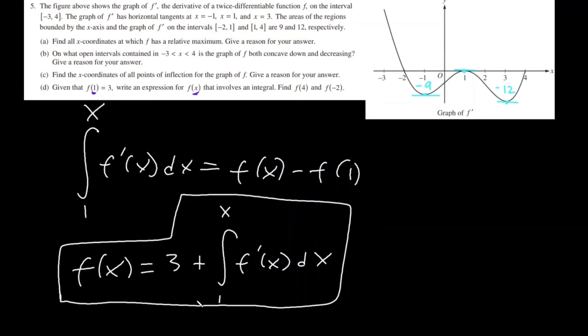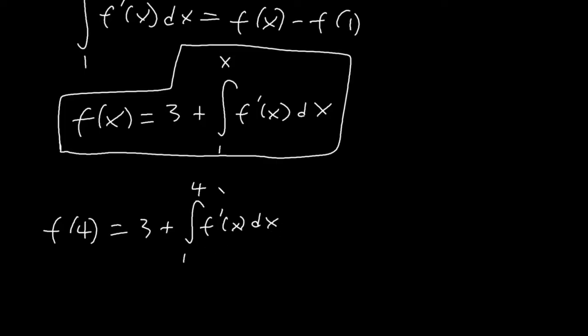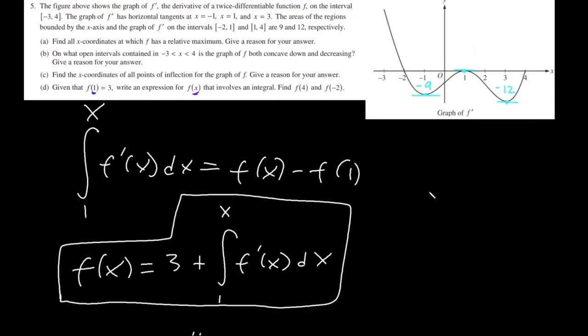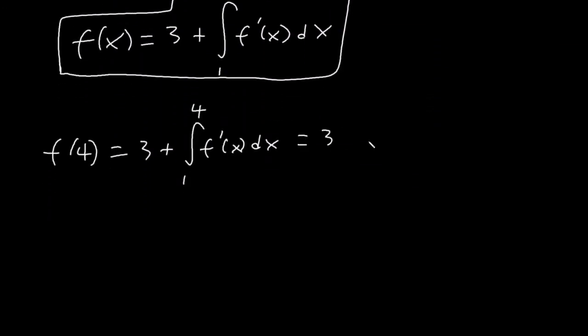Now, we want to use this to find f of 4 and f of -2. So for f of 4, we'll plug in 4 for x, and we'll get 3 plus the integral from 1 to 4 of f prime of x dx. What is this integral? Well, remember, the integral is the area under a curve. So the area under the curve from 1 to 4, we said that's -12. So f of 4 is 3 plus -12, which is 3 minus 12, which is -9. Okay, and that's the value of f of 4.